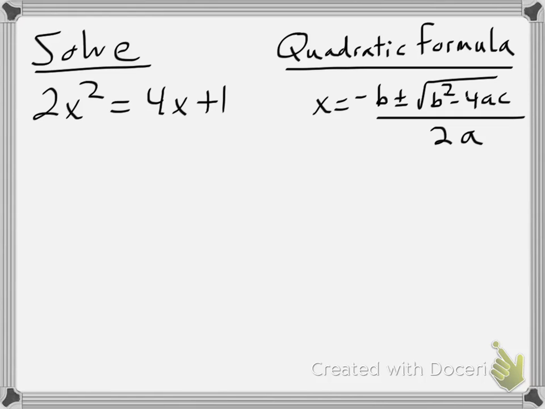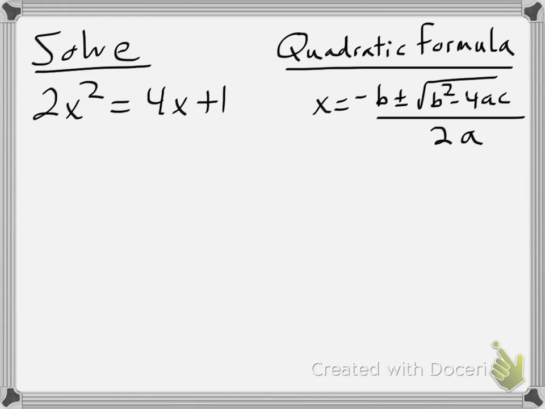We'll take the opposite of b, meaning if b is negative, the opposite of b becomes positive, and if b is a positive value, the opposite of b becomes negative. Plus or minus the square root of b squared minus 4ac, all divided by 2a.